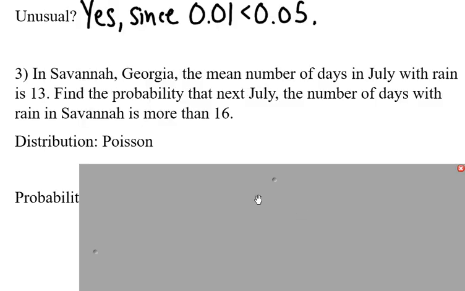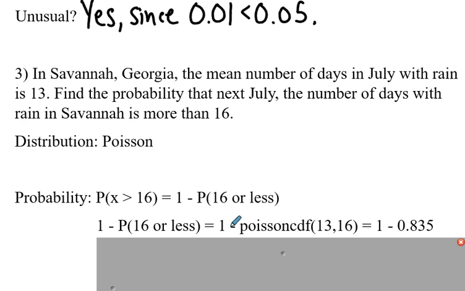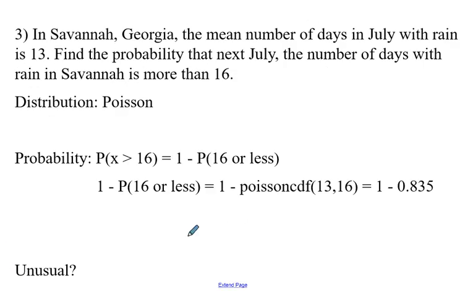Well, let's actually do it a little step by step. Probability the number of days with rain is more than 16. If I want the probability of getting more than 16 days, I could find the probability of getting 16 or less and then subtract that from 100%, because I can do Poisson CDF to get 16 or less. Into my calculator, I would type in 1 minus Poisson CDF. The average is 13. What's the likelihood I get 16 or less days of rain? Well, that's 83.5%, which means the complement would be 1 minus that, which is 16.5%.